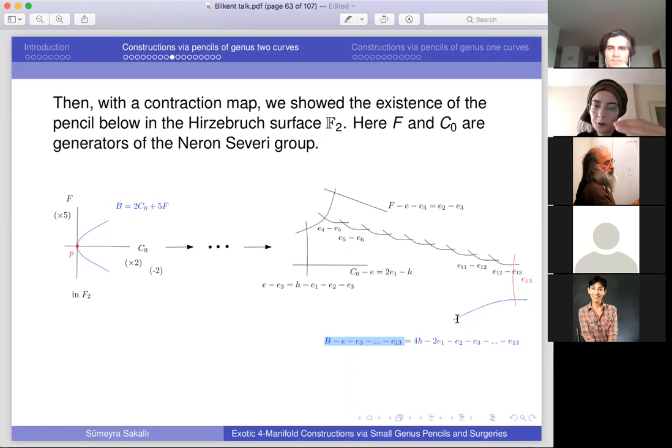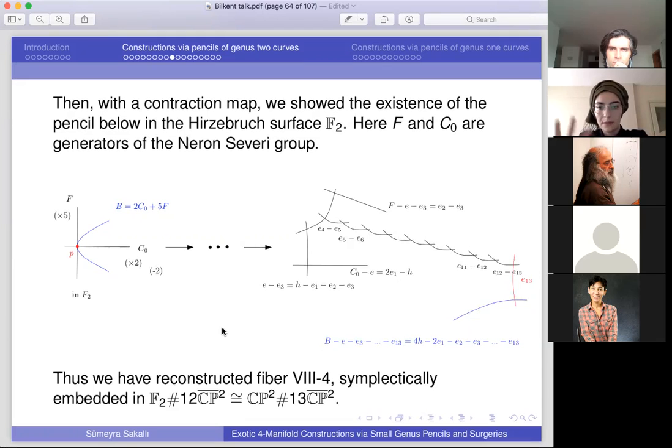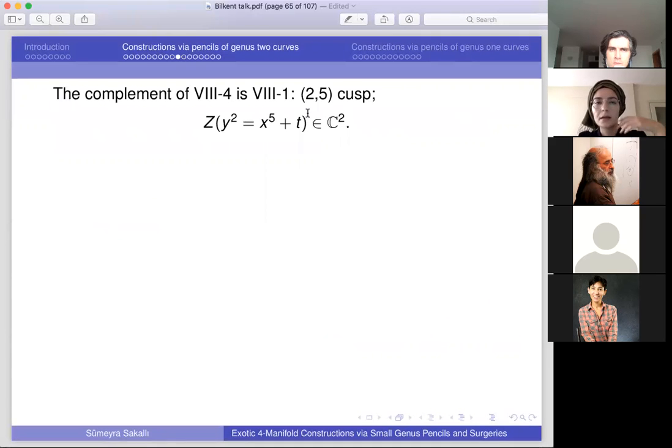And by the adjunction formula, you can show that this blue curve has genus 2. So it is just a generic fiber of the fibration. It is a genus 2 real surface. It is also complex. Okay, and this thing is happening inside this four-manifold, CP2 blown up at 13 points. Well, great. I obtained this. And I also know that from the result of Gong, Lu, and Tan, this singular fiber has a complement that I again showed in the picture. It is called the 2,5 cusp.